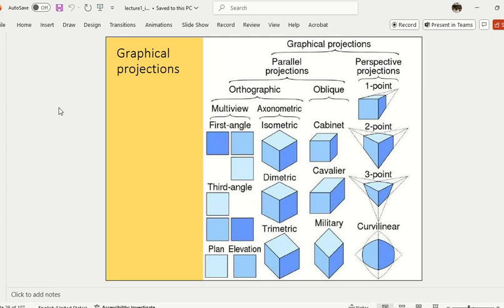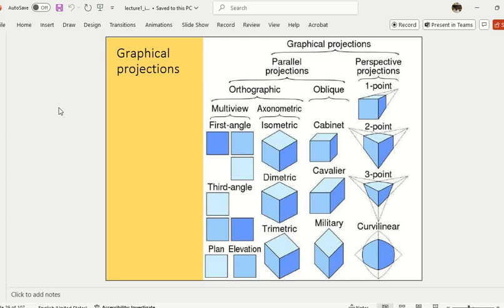Which one is easier to remember? First angle or the third angle? First angle is easier to remember. Which one is less confusing? First angle or the third angle? Same? Which one makes more sense? Third angle makes more sense, right?